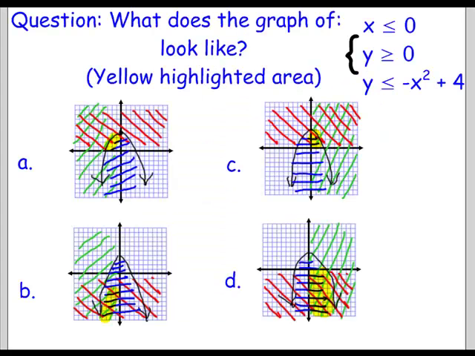So, question: what does the graph of the system right here look like? I did the same thing, and I said that the yellow highlighted area is the area that satisfies all three.